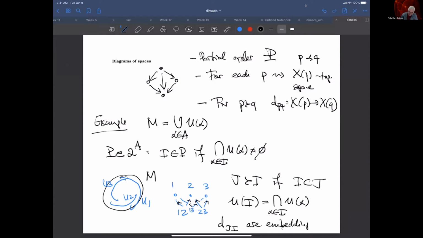So this is I13. Sorry, U13, and U13 is mapped into U3 and then mapped into U1. So you have this partial ordered set. Let me draw it in a better way. This partial ordered set will be 1, 2, 1, 3, 2, 3, and this will be bigger than 1, this will be bigger than 2, and this will be bigger than 3.